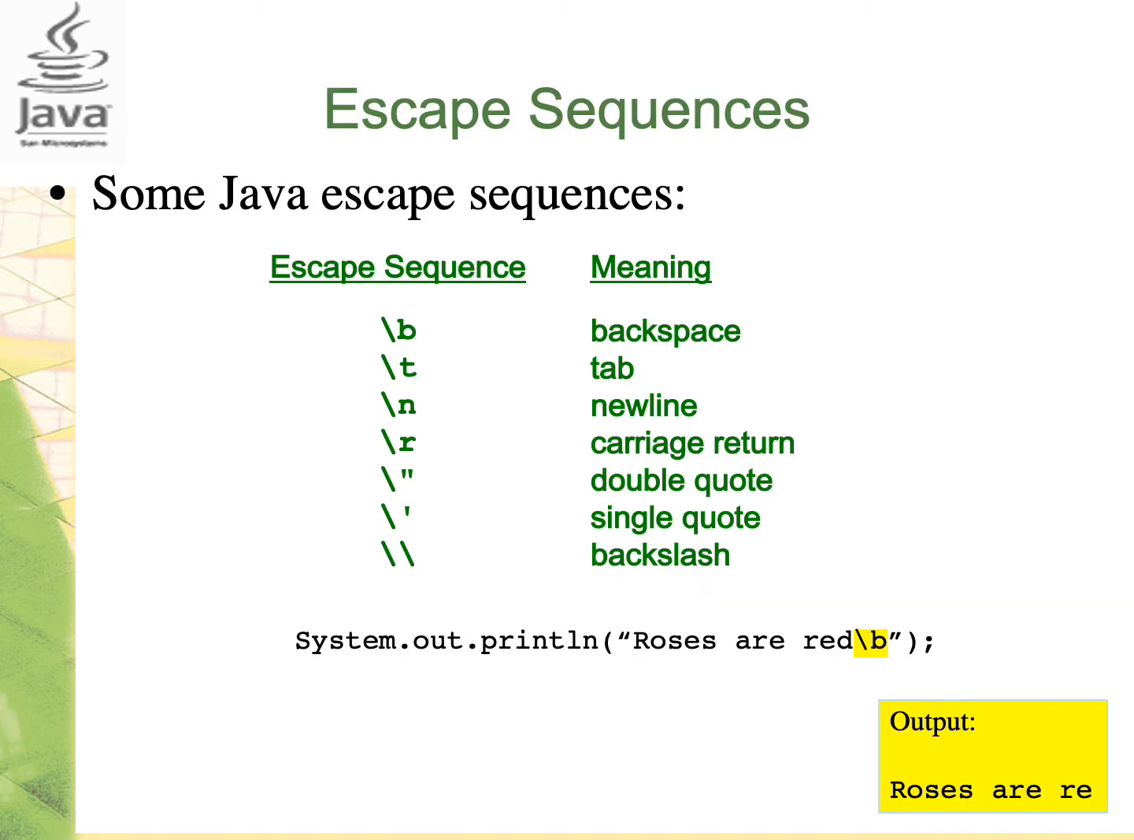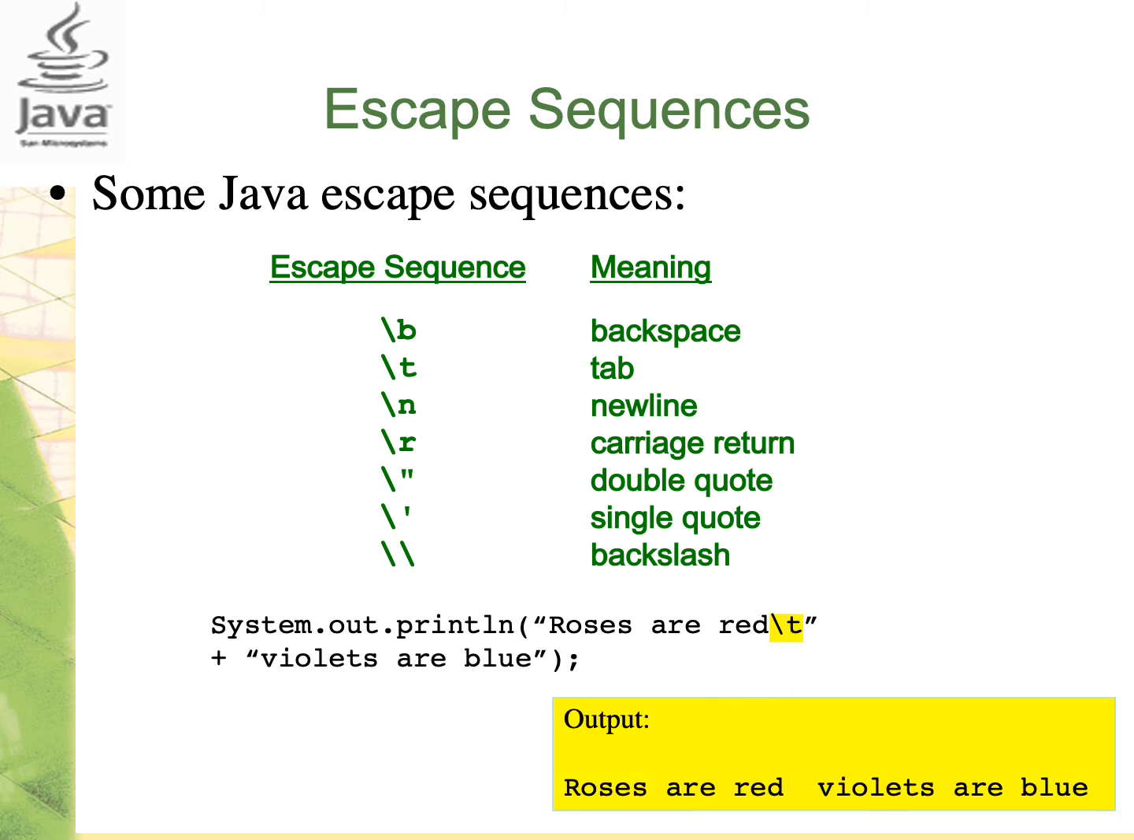Let's look at each of these escape sequences, how it can be used, and the expected output. The first one, we have \b for backspace. For example, if we have "Roses are red\b", it will display "Roses are re". So it removes the d at the end because it goes one space back. \t is for tab. For example, if we have System.out.println("Roses are red\tviolets are blue"), then after the word red, it will have a tab, then only it continues with violets are blue.